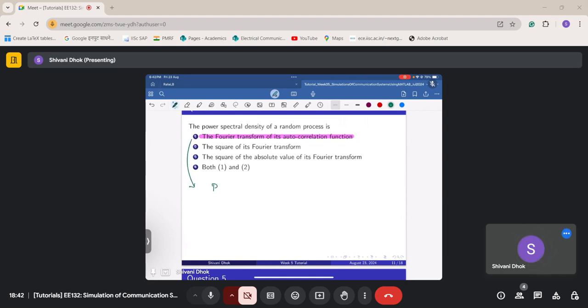So let me write it like this: the autocorrelation function and your power spectral density, PSD, are Fourier transform pairs. We have seen this already.